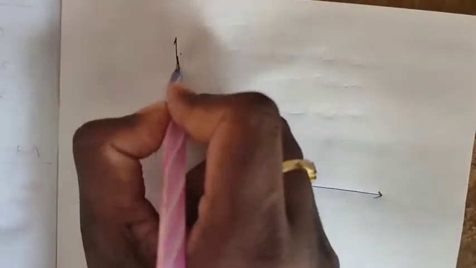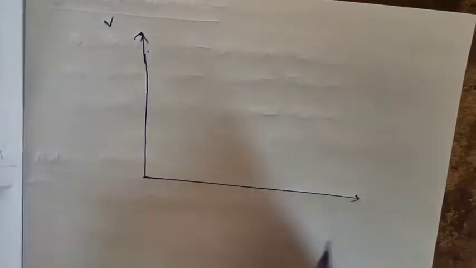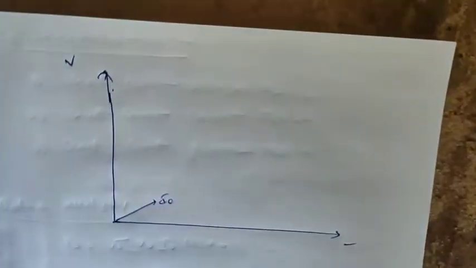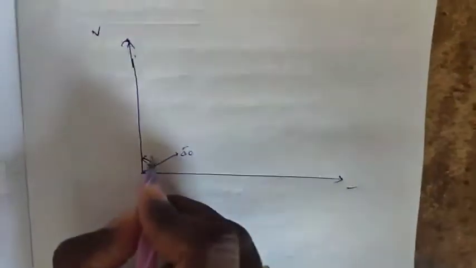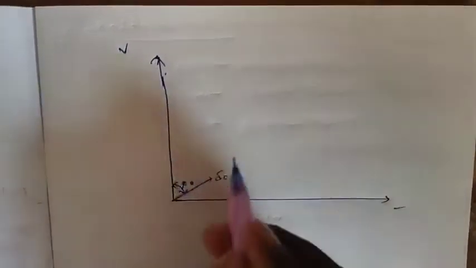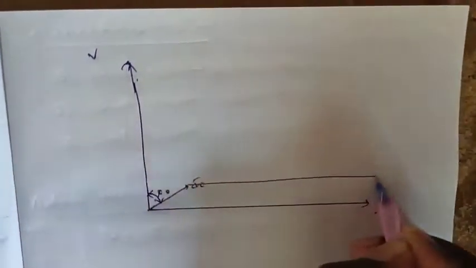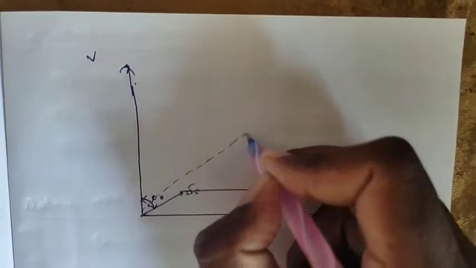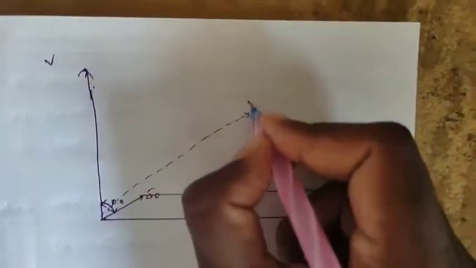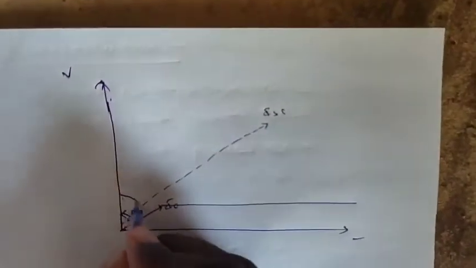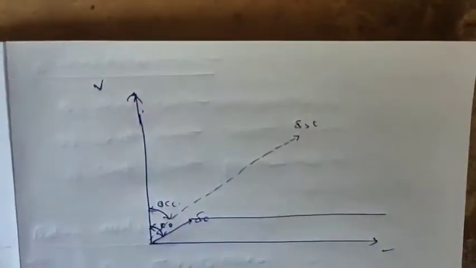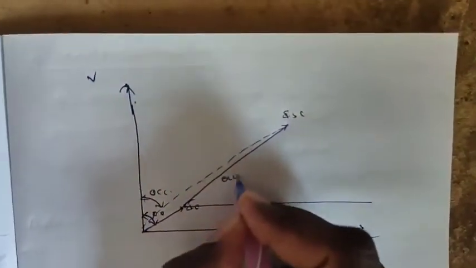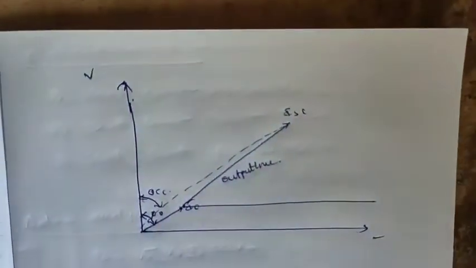I am taking voltage on the y-axis and some reference on the x-axis. So draw the I naught with an angle of phi naught. And draw a parallel line to the x-axis. After that, draw short circuit current ISC with an angle of phi SC. The meeting of these 2 points is the output line.